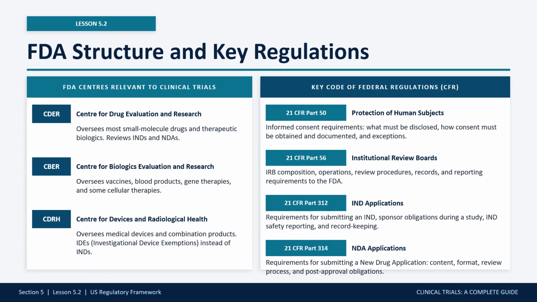The Food and Drug Administration regulates clinical trials through 3 primary centers, each responsible for a different category of medical product. CDER, the Center for Drug Evaluation and Research, oversees most small molecule drugs and therapeutic biologics. If you are running a trial of a new cancer pill or an antihypertensive, CDER is your primary FDA interlocutor.